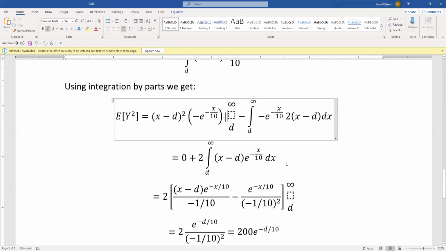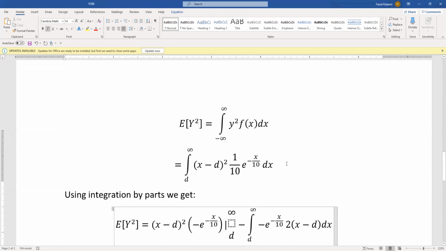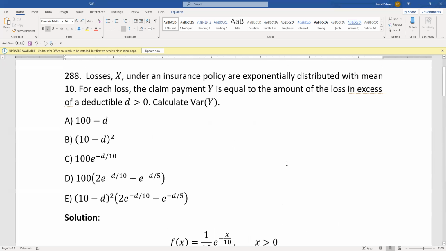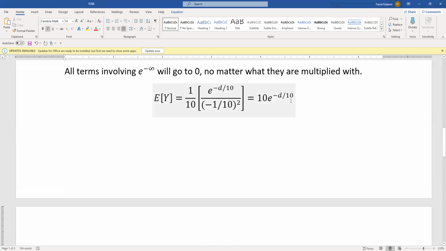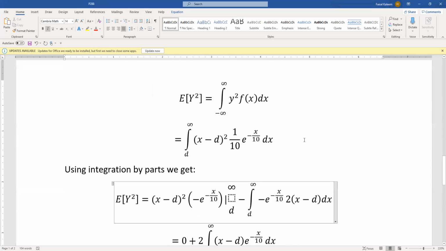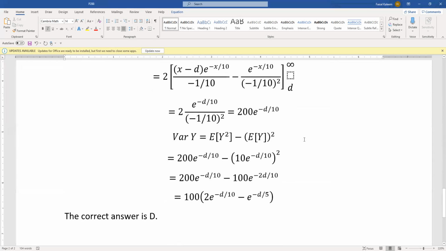So that was E of Y squared. So the variance would be, and E of Y is 10 e to the negative d by 10. So variance of Y is E of Y squared minus E of Y whole squared. So E of Y squared is this, and E of Y was 10 e to the negative d by 10. And now when I square this, the 10 squared is 100. And when I square e to the negative d by 10, it's e to the negative 2d by 10.